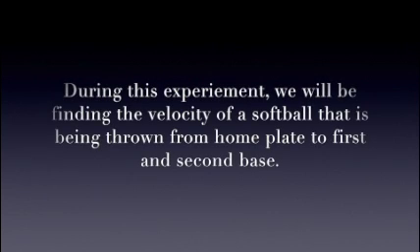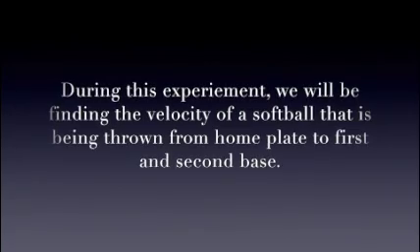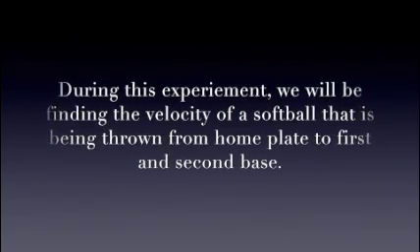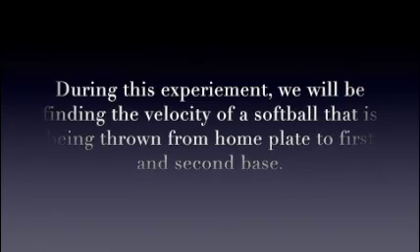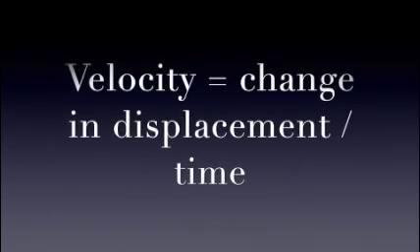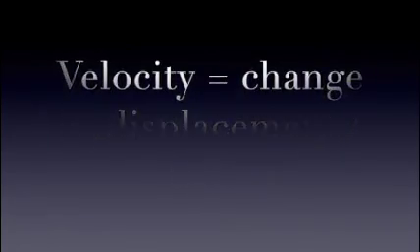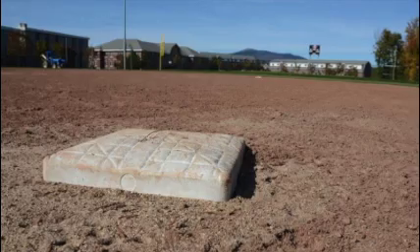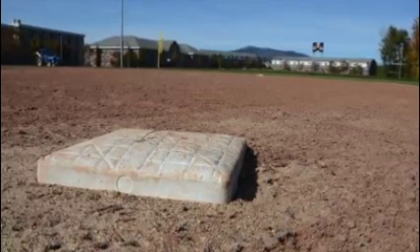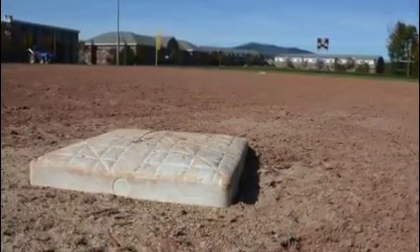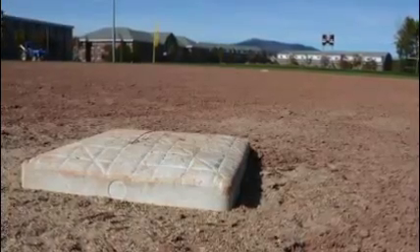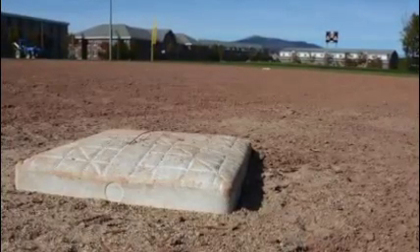Hello everyone. For our experiment, we were trying to find the average velocity of a softball thrown from home to first base and from home to second base. In order to find the velocity, you must calculate the change in displacement divided by the time. To collect our data, we used a radar gun to record the speed and a stopwatch to record the time in order to calculate the velocity of the softball from point A to point B.